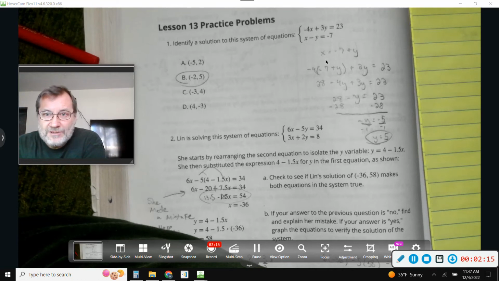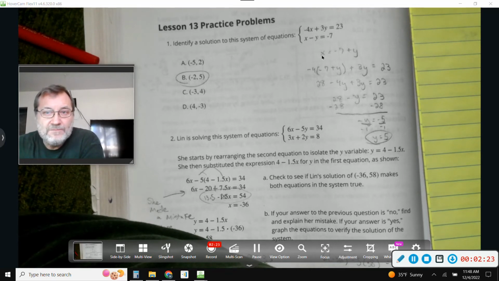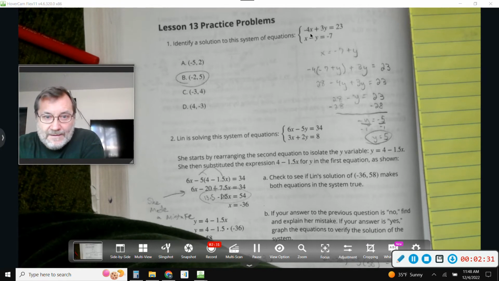Now you can also see the math here, what they did. You can also go through and actually solve for the values that make it true. So we took this bottom equation, solved for x, and then took that negative 7 plus y and substituted it back up into here and just solved for the y value. And so we go through, and you can see the math right here. We collect our y's, we put the numbers on the other side, and so y equals 5, and that is the only one that matches that as well.